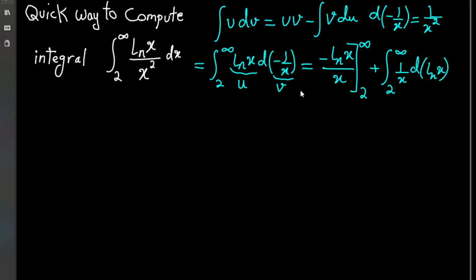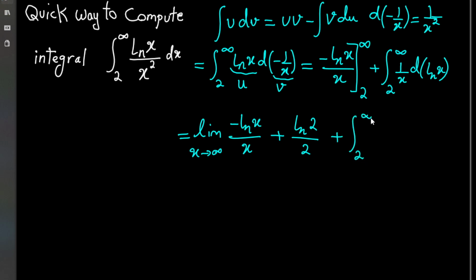For this part, when x approaches infinity, we have to write the limit as x goes to infinity of negative ln x over x, and then we have plus, since minus minus becomes plus, and then we substitute x with 2, so ln 2 over 2. For the integral we have plus, and d ln x is 1 over x dx, so we get the integral from 2 to infinity of 1 over x squared dx.